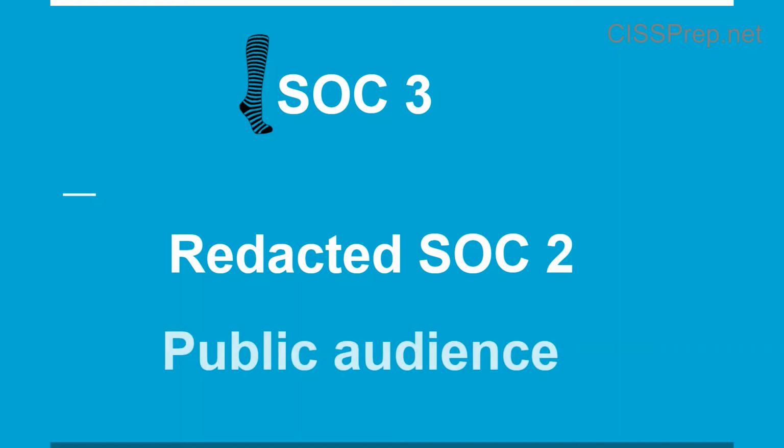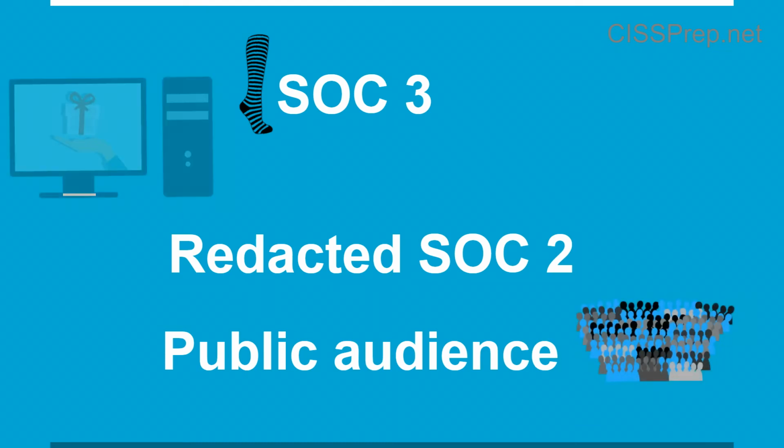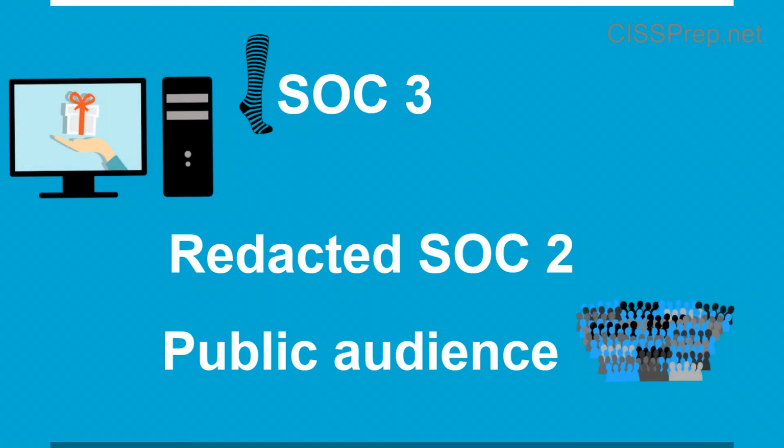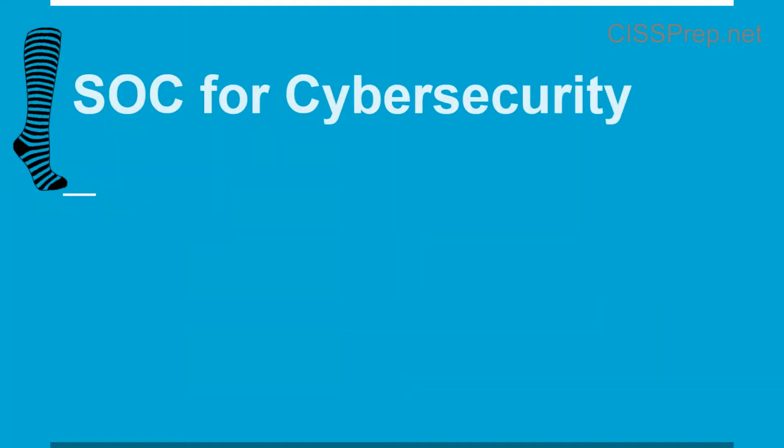A SOC 3 report is basically a redacted SOC 2 report. It's intended for a public audience and is usually available on an organization's website. Since the SOC 2 report used the trust services criteria, the SOC 3 will have it as well. SOC for cybersecurity is a report that shows how an organization meets the cybersecurity requirements. It also uses the trust services criteria.